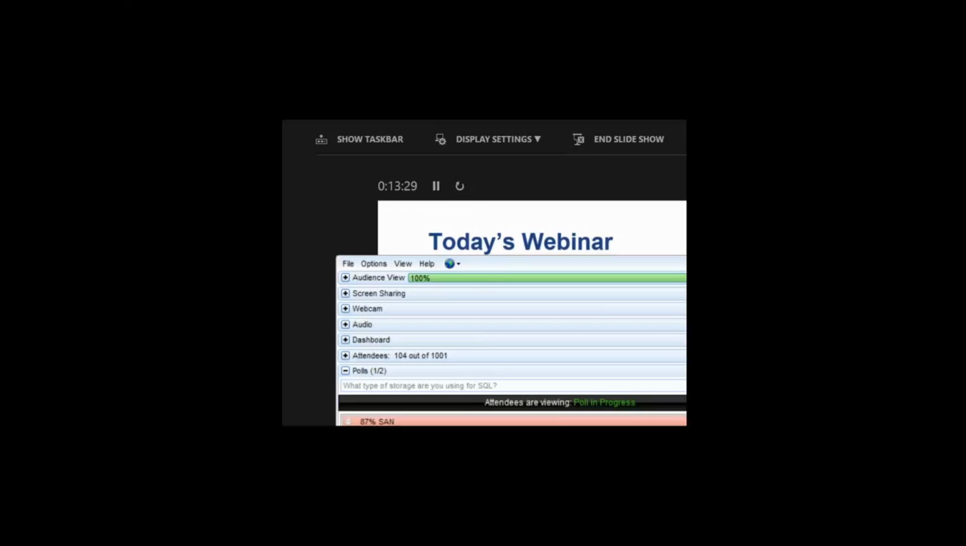Wow, that's some pretty serious numbers right now. I'm looking at the real-time results here. Almost all of you, 85, 90% approximately, are using SAN of some type. Only 1% is actually using local flash storage. That's surprising given the number of Tier 1 applications out there.